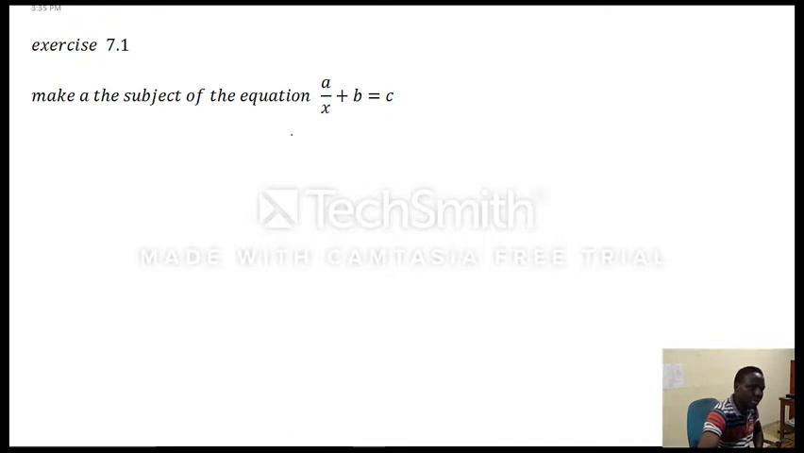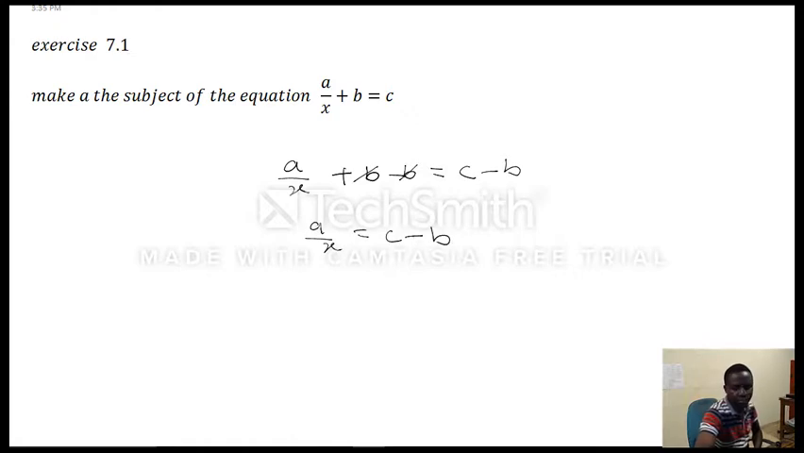I'm going to subtract B from both sides. So I have A over X plus B minus B is equal to C minus B. Plus B will cancel minus B, leaving us with A over X is equal to C minus B.